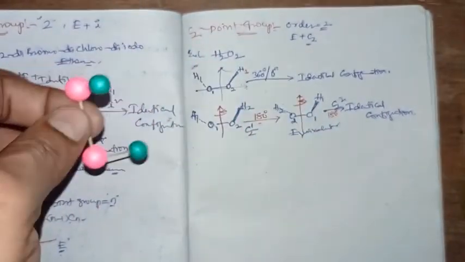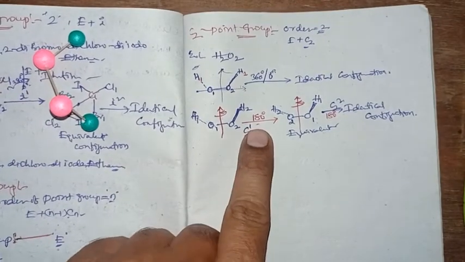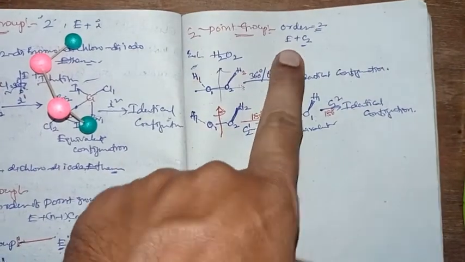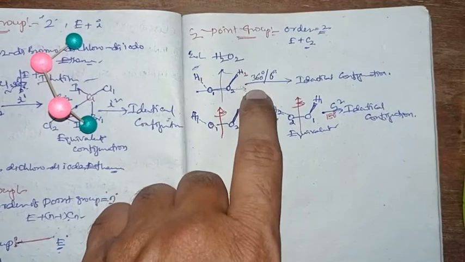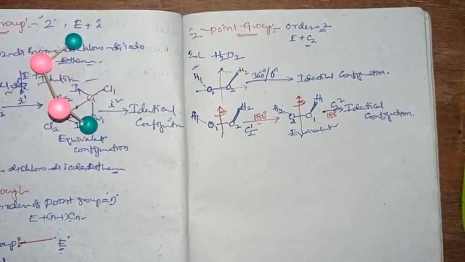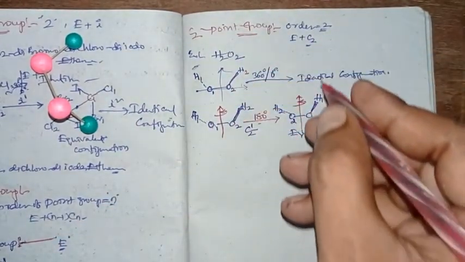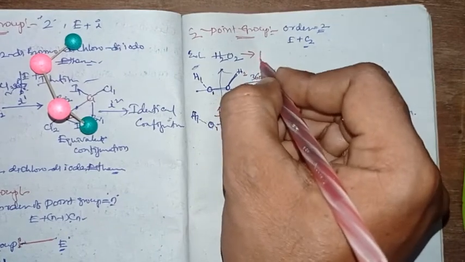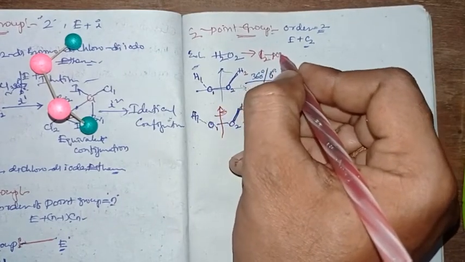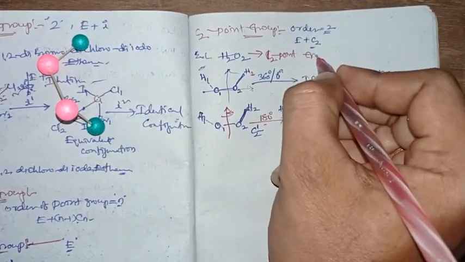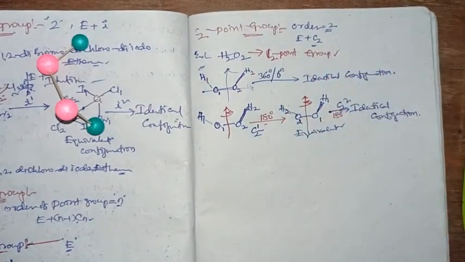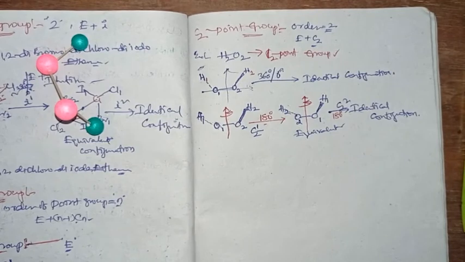It has only the second fold rotational axis, and has identity. So H2O2 will be said to have the C2 point group, right? Like this, you may express the C2 point group in molecules, right?